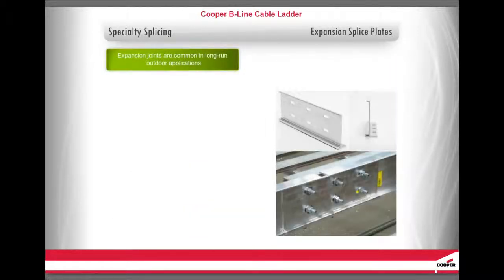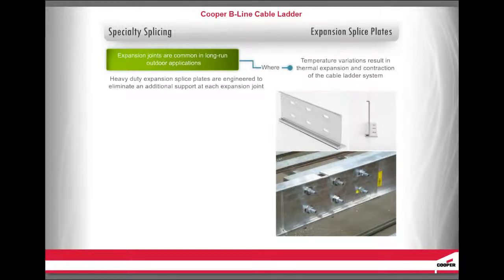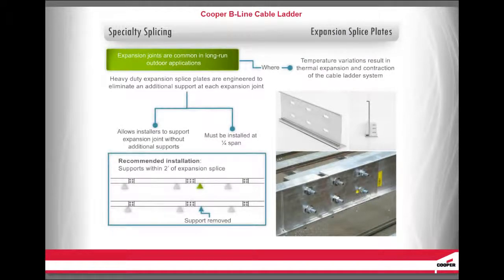Expansion joints are common in long-run outdoor applications, where temperature variations result in thermal expansion and contraction of the cable ladder system. Cooper B-line's heavy-duty expansion splice plates are engineered to eliminate an additional support at each expansion joint, where cable ladder systems are utilized. This allows installers to support an expansion joint without additional supports.